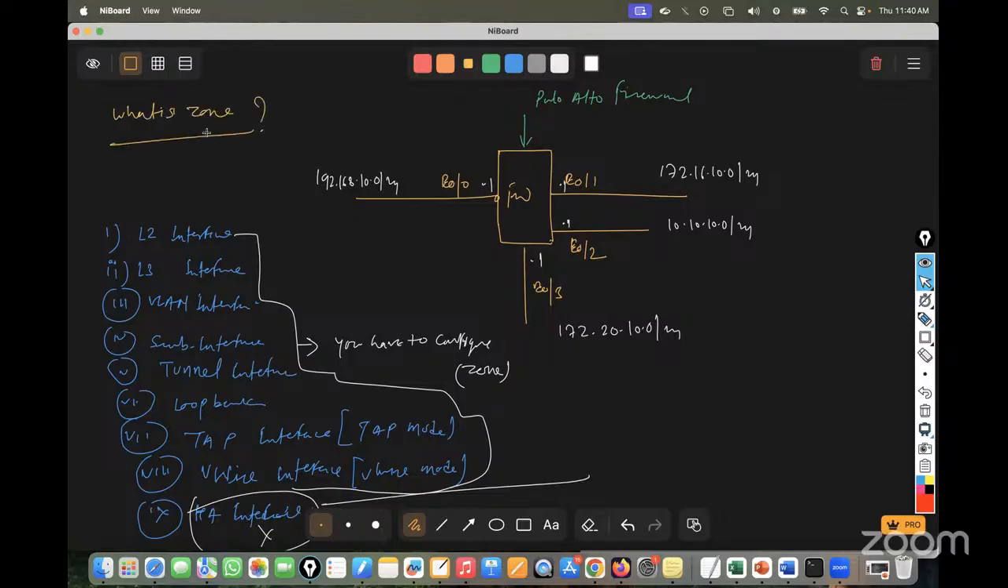What is a zone and why do you use a zone? That's the key concept we have to understand. If I explain in bookish language, it's going to be very hard to understand what a zone is. But if I explain in layman's language, you're going to understand. But let me first explain the definition as per the Palo Alto ebooks. Zone is a logical grouping of network interfaces that can be your layer 2, layer 3, VLAN, sub-interface, tunnel, loopback, tap, virtual wire. It could be anything, but it is going to group your logical interfaces. Just give me 1 second.